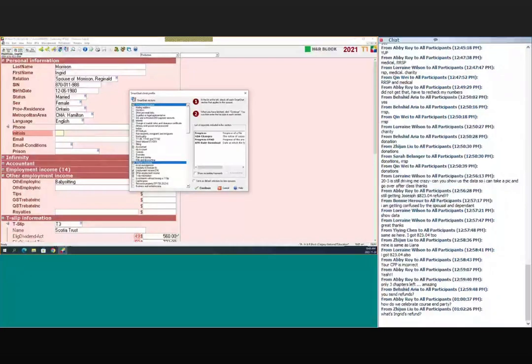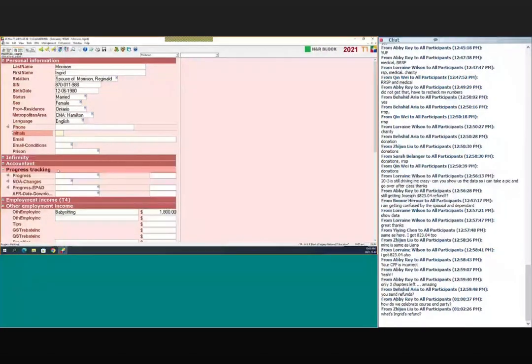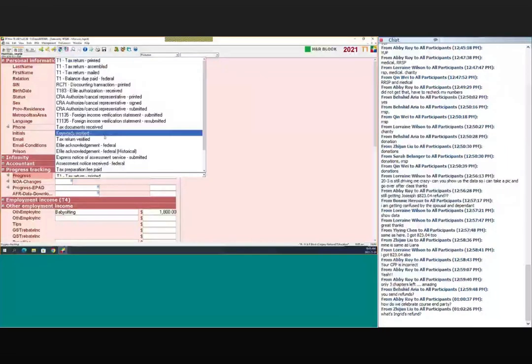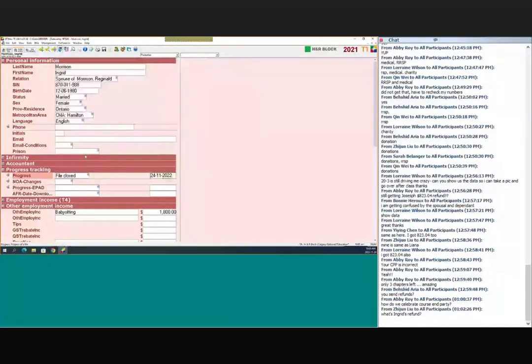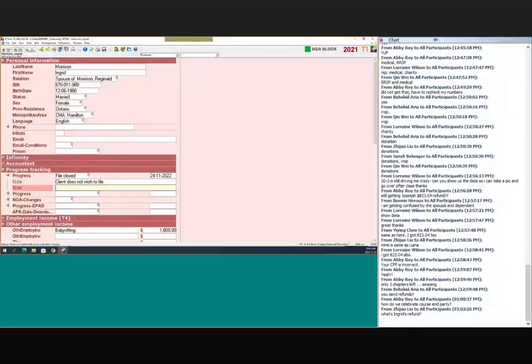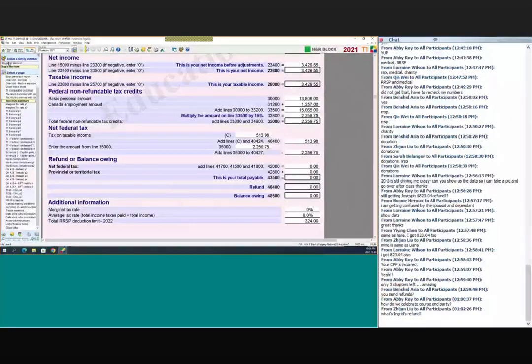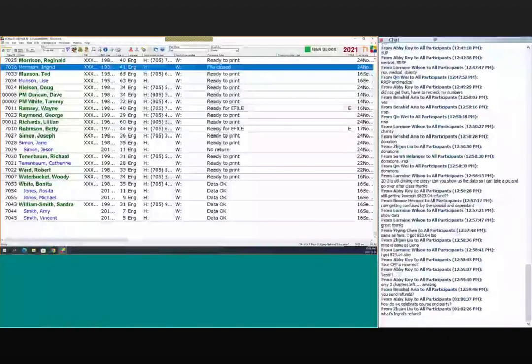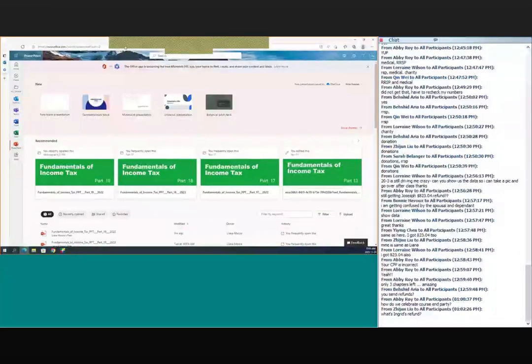Smart Start. We're going to select Progress Tracking, and go down here to select File Closed. Then we say the reason: client does not wish to file. Then we go back outside and we'll see that Reginald's is ready to print and Ingrid's is closed. All right, so that's how you would do that in the office. So I'm going to stop sharing, and are there any questions?